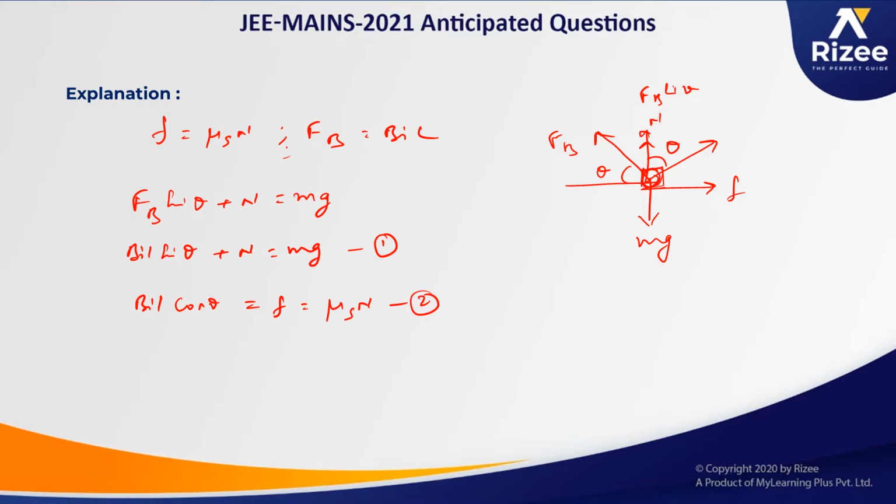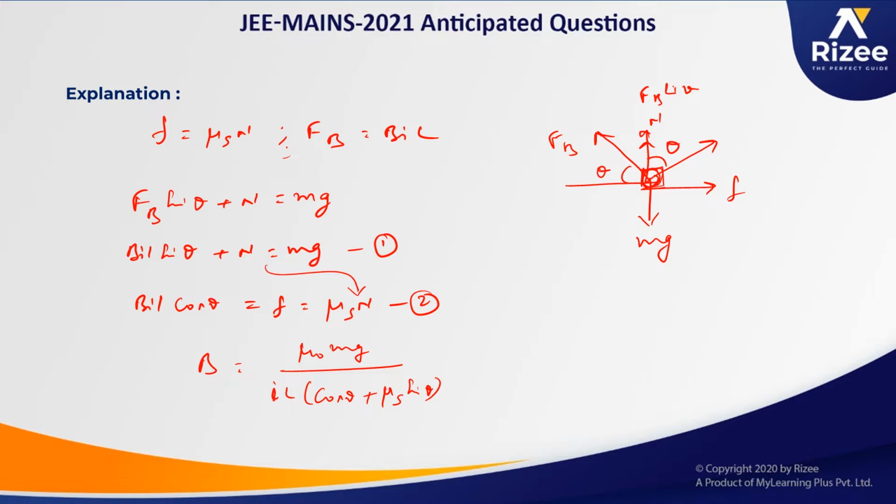Now on solving this, substituting the N value from equation 1 into equation 2, you can find the B value to be B is equal to mu s into mg by IL into cos theta plus mu s into sine theta. So this is your magnetic field that can be applicable.